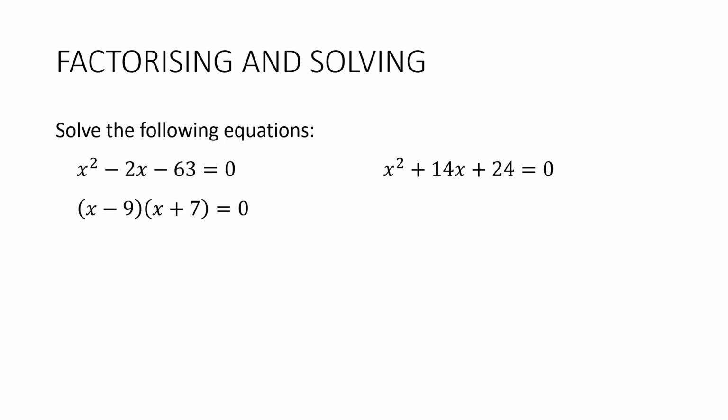Now let's solve this. What makes 0 here? 9. What makes 0 here? Negative 7. There's our answers. Over here, signs are the same, and they're both going to be pluses. We want factors of 24 that add to 14, and that of course is 12 and 2. What makes 0 here? Negative 12. What makes 0 here? Negative 2.